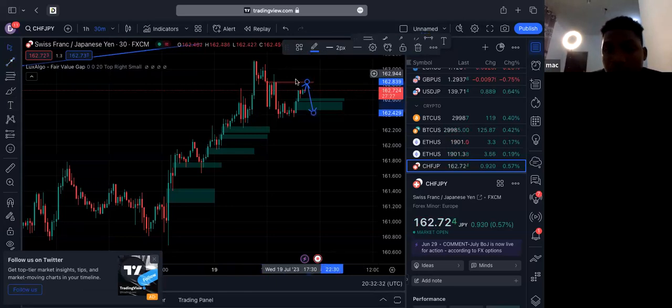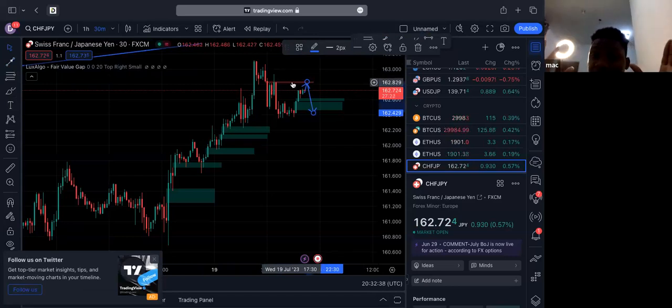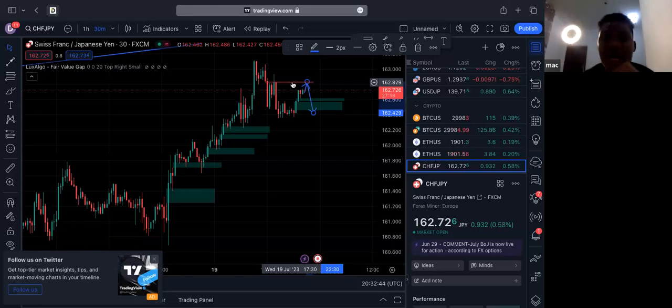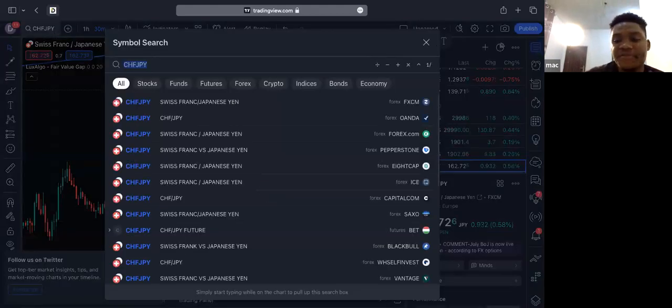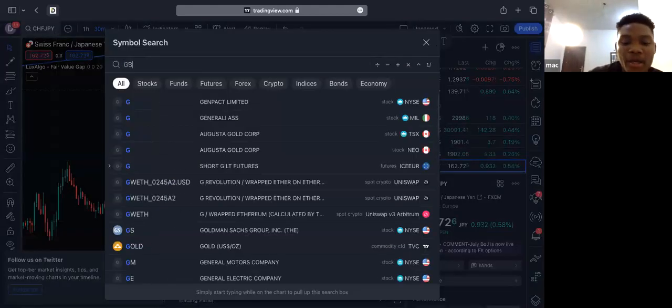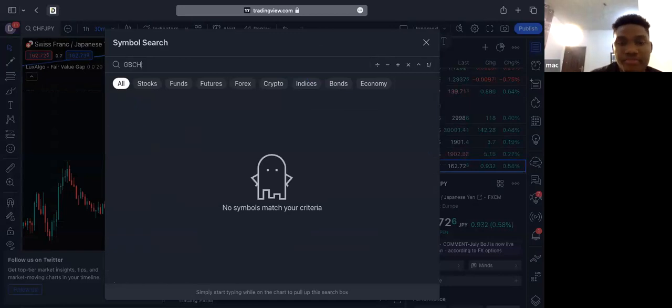Don't forget that this red box, or this red horizontal line here, is also a fair value gap, but now in terms of sell. Let's leave CHF JPY. All of us are currently on GBP CHF, and that buy might not last for a very long time.